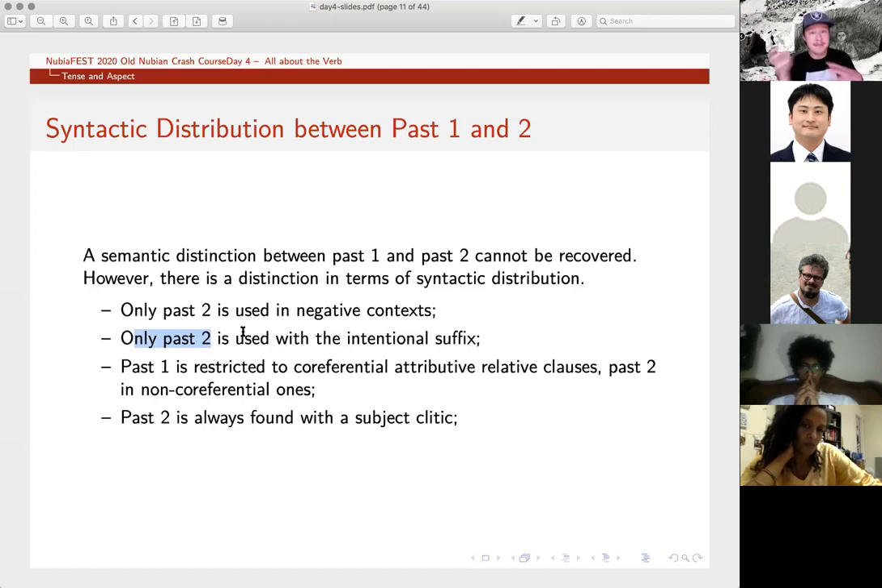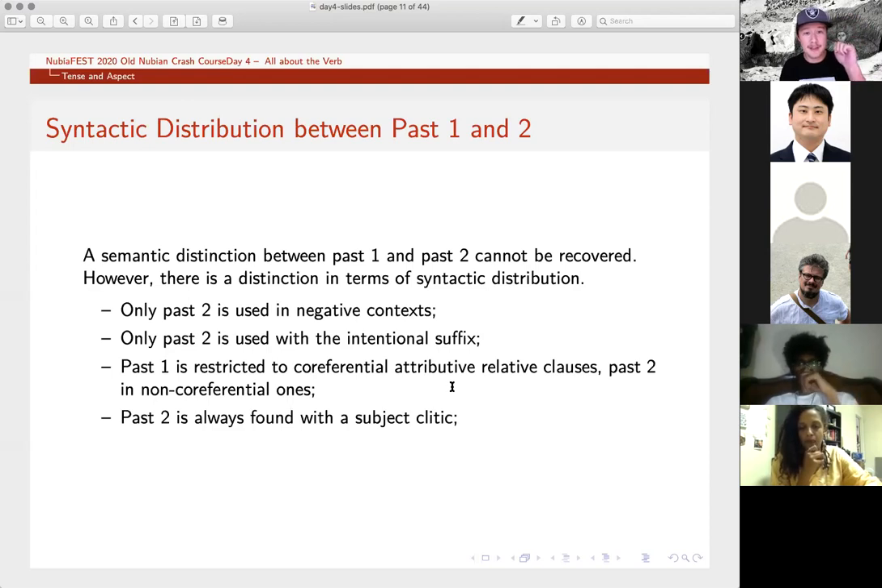And when you want to say that in the past, so to create some type of irrealis, then you can only use the past two suffix. There is a distinction between the use of past one and past two, depending on whether your attributive relative clause is coreferential or non-coreferential. I think this is completely wild. When you have a relative clause, we discussed relative clauses I think yesterday or the day before, in which the subject is coreferential with the antecedent, right? Something like the book that is really nice, then you use a past one.